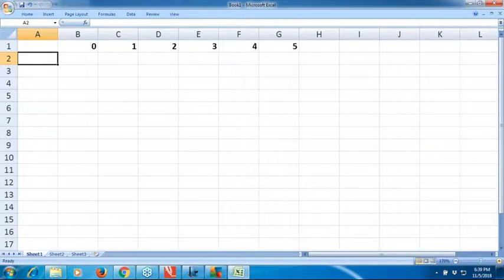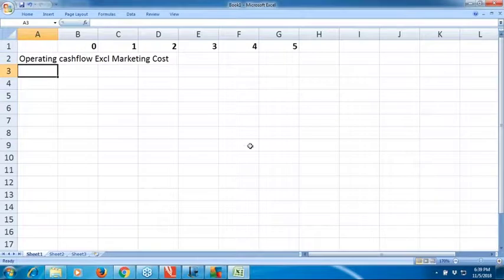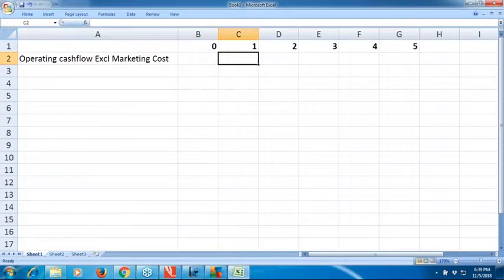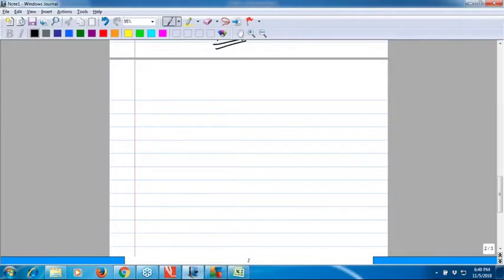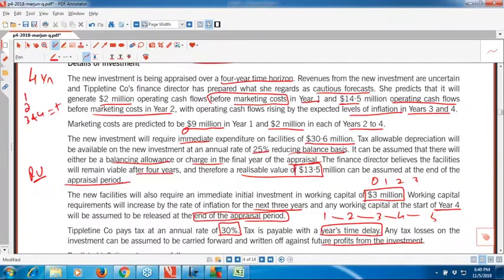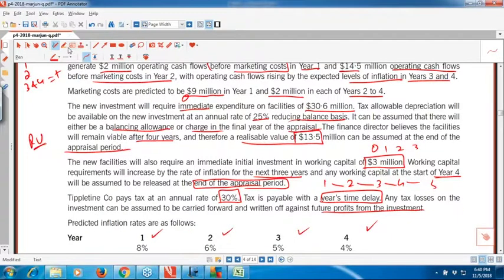First of all, the operating cash flow, which is excluding the marketing cost. I'm being told it's going to be 2,000 in year one and 14,000 in year two. Then the examiner tells us that this is going to be increasing by the levels of inflation in year three and year four. The inflation levels in year three and year four are 5% and 4%.